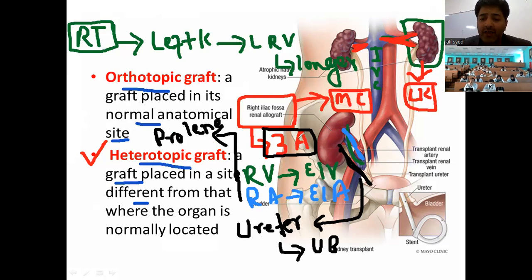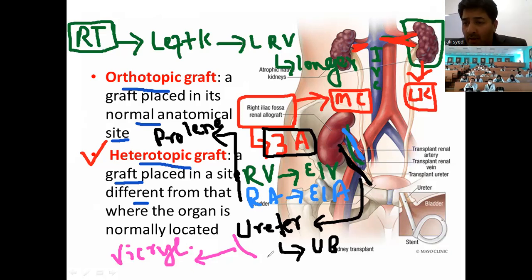Now, for suturing the ureter with the bladder, I will use vicryl suture. Okay. Vicryl is violet in color. It is the most commonly used suture in the surgical department. It is your vicryl.